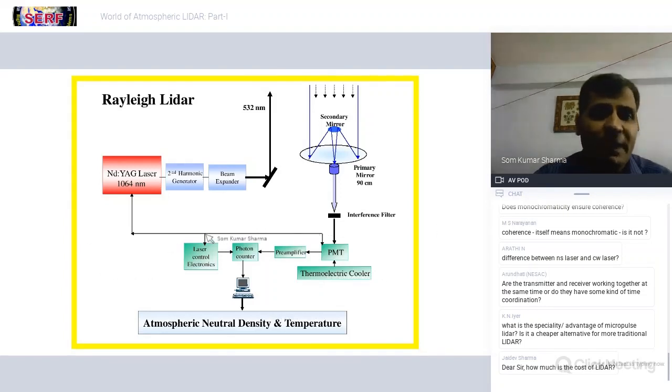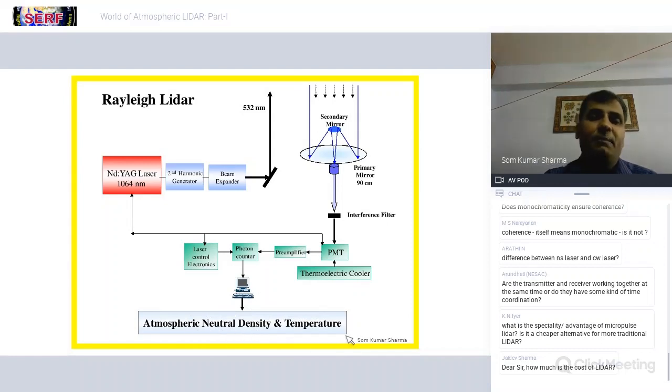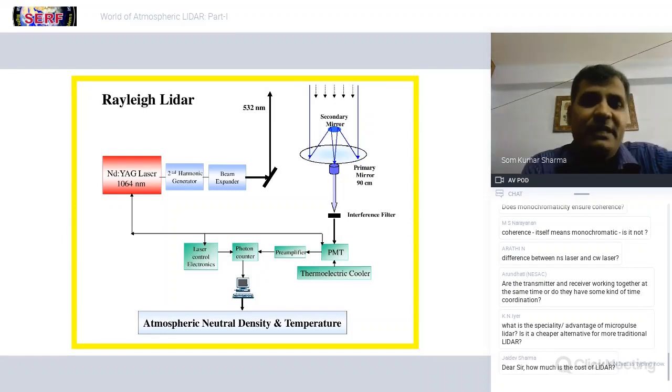So here is a very simple diagram. The laser beam is vertically pumped into the atmosphere. The backscatter signal is received, and the received signal is processed. An interference filter is used to select the desired signal. Then a photomultiplier tube is used to multiply the photons, because a weak signal comes in, and the weak signal is multiplied and then amplified. Then you get the photon counter and so on, and in Rayleigh LIDAR you can get the atmospheric neutral density and temperature and many other atmospheric phenomena like waves, which you can study using the Rayleigh LIDAR.